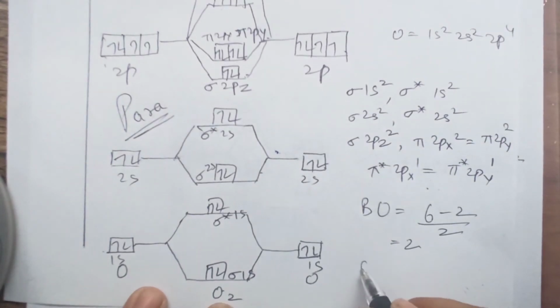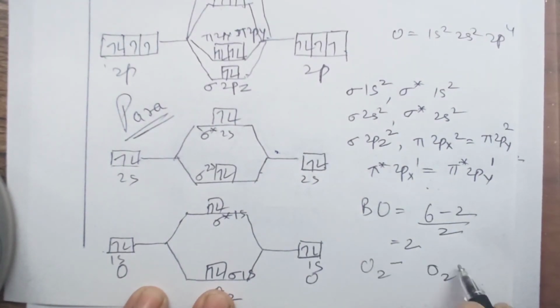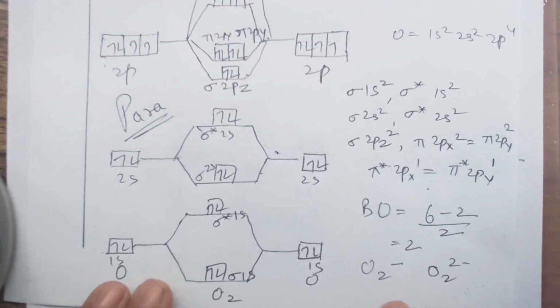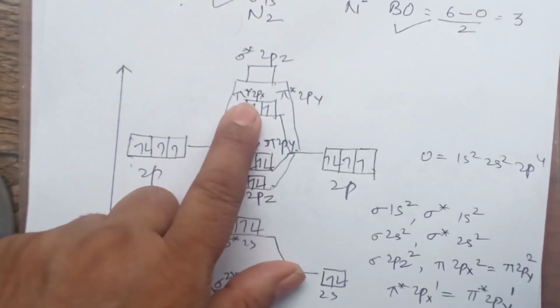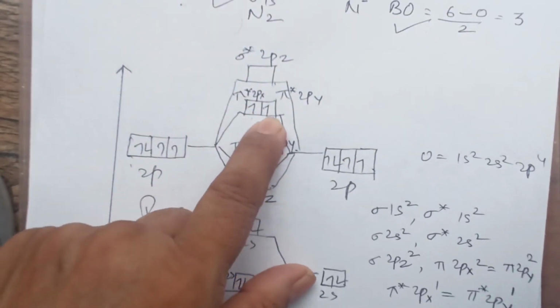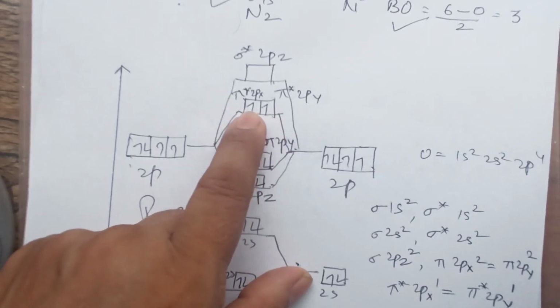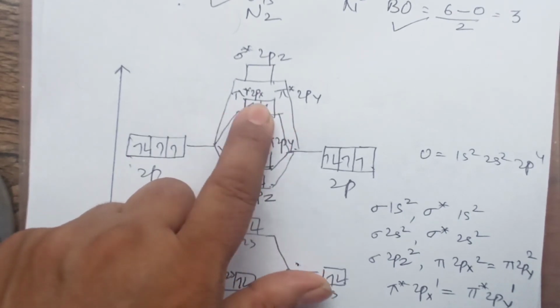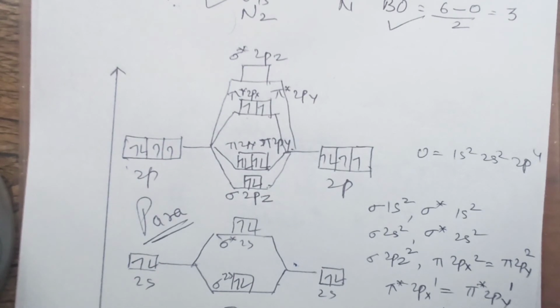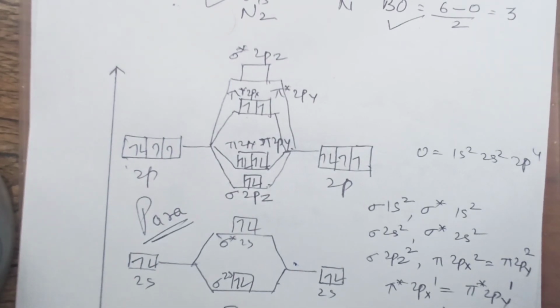If you are asked to write down for O2 minus, O2 2 minus, very simple. You know, O2 minus means add one more electron. O2 2 minus means add one more electron. So O2 minus will be still paramagnetic. O2 2 minus, both will be paired now. That will not be paramagnetic, it is diamagnetic. Got it?